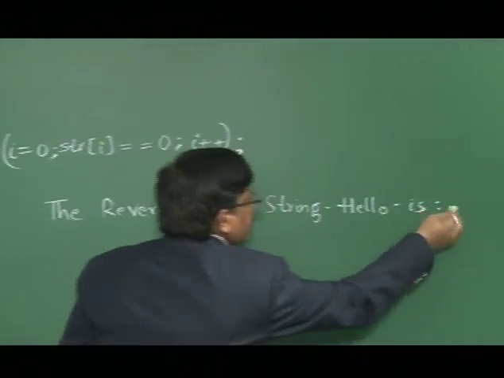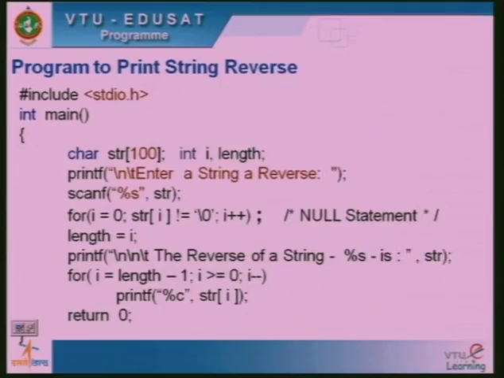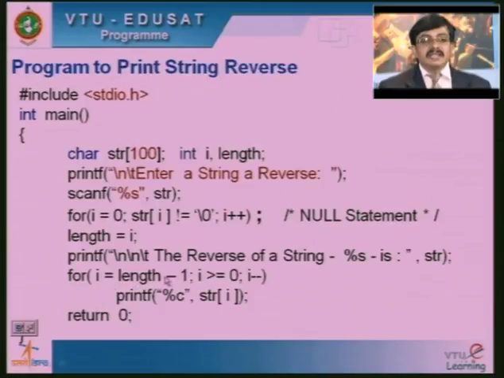Now I go for the looping construct. In the loop, what is the initial condition for I? I is equal to length minus 1. What is the length value? The length value is 5. If the string I am giving here is hello, then I is equal to length minus 1, so I becomes 4 as the index, right? So when I is equal to 4, 4 is greater than or equal to 0.